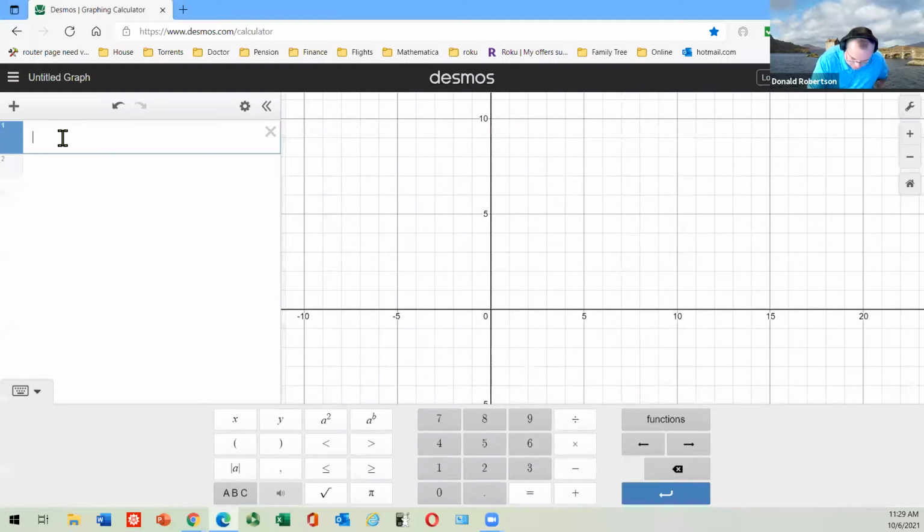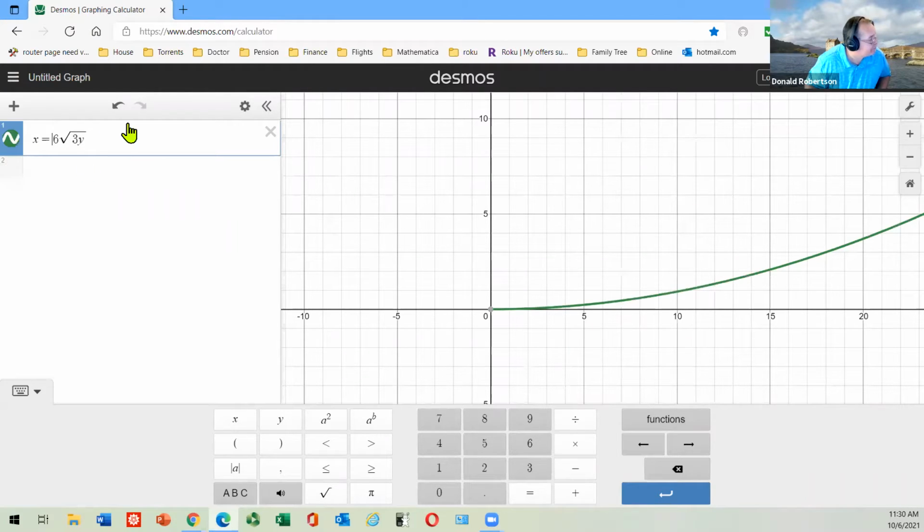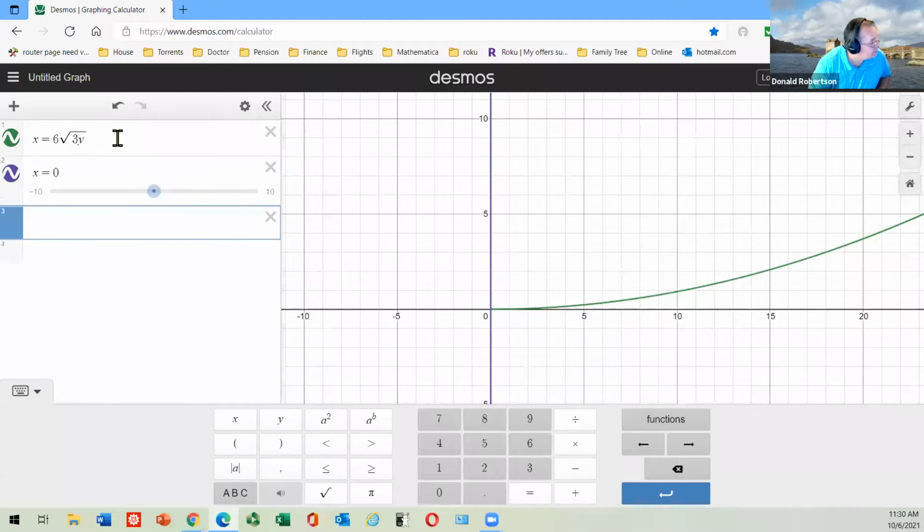and put in what am I putting in? Square root 6 times the square root of 3y. And of course, I forgot to put in my x equals. Put x equals 0, which is the y-axis, which is basically that purple line. And lastly, put y equals 3 in.